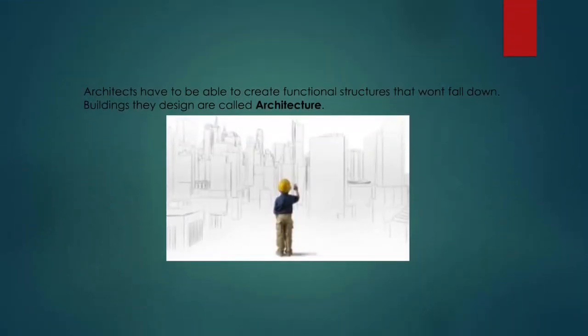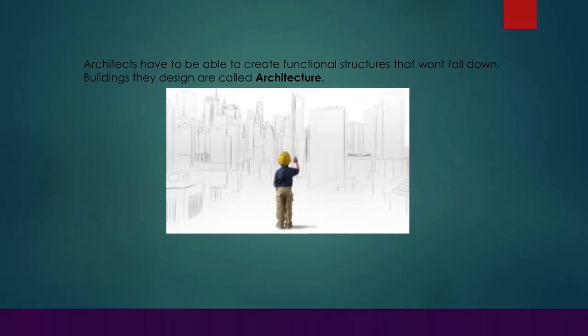Architects have to be able to create functional structures. Function is something that means that it works. So the structures won't fall down. Buildings that they design are called architecture. So architecture is basically the main word for buildings. There's all different types of architecture.